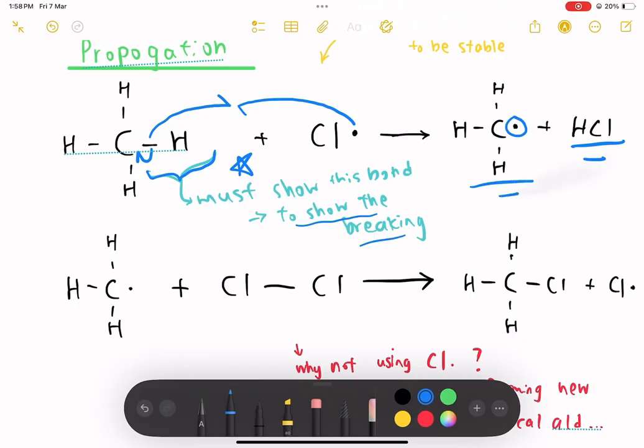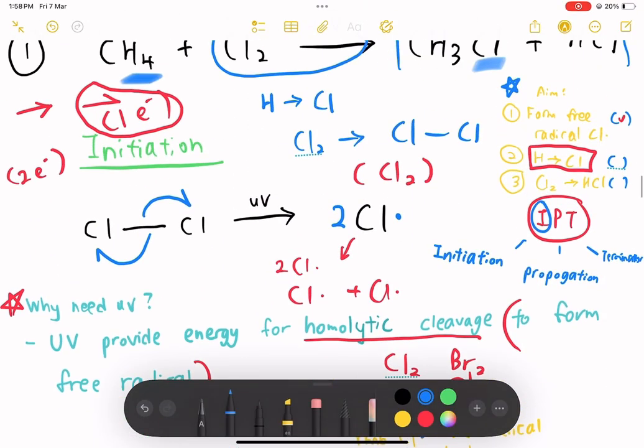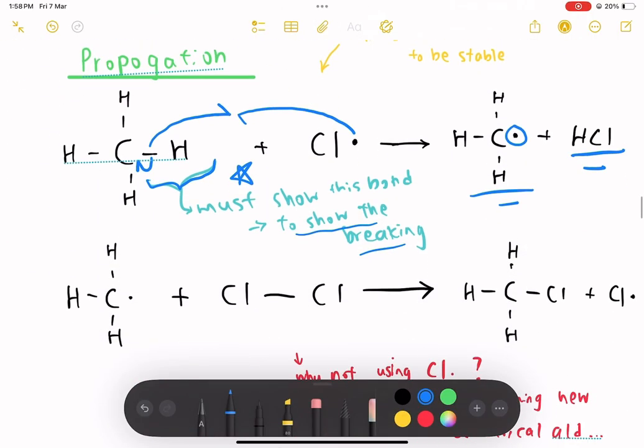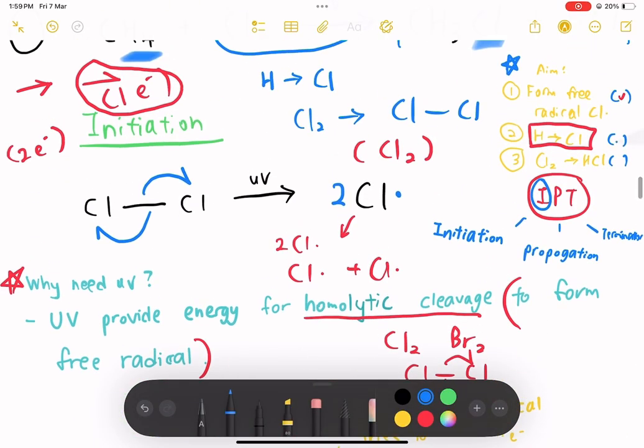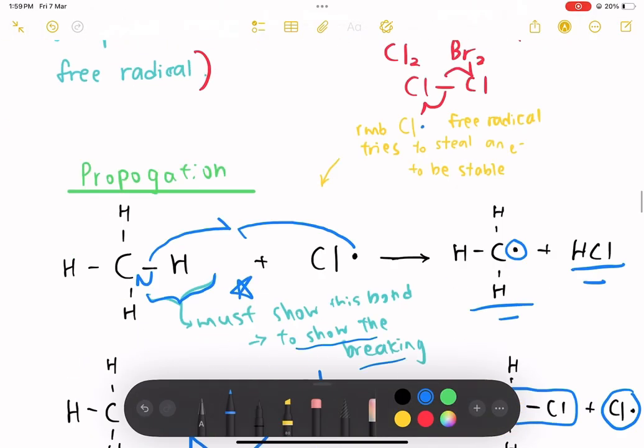Next, after you form this one, have you achieved the aim? H is replaced by Cl. It is not yet, right? So you still need to have another Cl in order to actually get the product that you want. So one electron is transferred to this Cl to form the free radical, and then another electron is projected to here in order to form one bond. So after this, is 1H replaced by Cl? Correct, right? So take one tick.